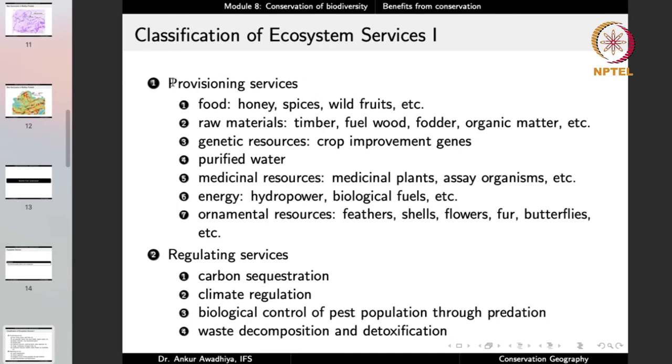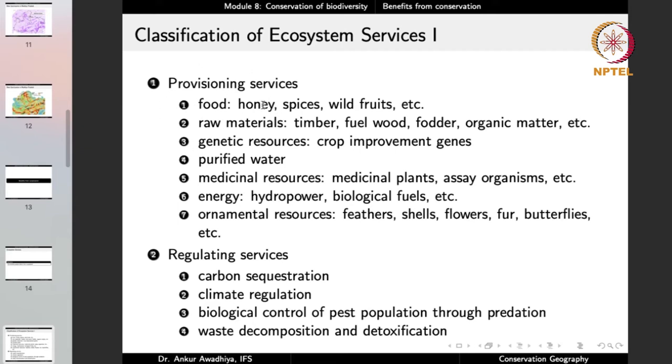The first is provisioning services. So these are the services that provide something. They give something. And mostly material things. So they provide certain materials, and because of that we call them provisioning services. So what are the provisioning services?